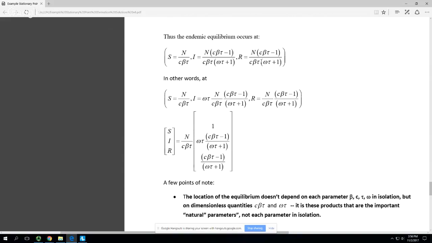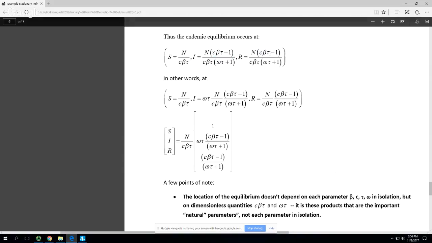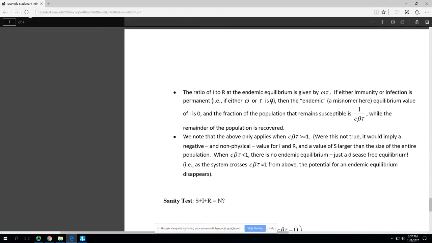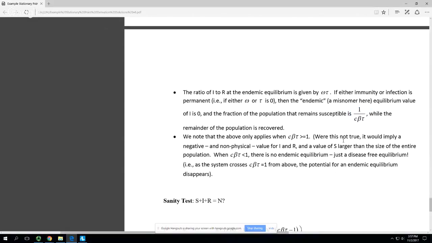So n over C times n times beta, that's a certain fraction of this. It's n over r0. It's a fraction of the population. And c times beta times tau is r0, and omega times tau is another quantity. So it's these products that are important, these dimensionless products. The fraction of the population that remains susceptible in endemic equilibrium is 1 over r0.